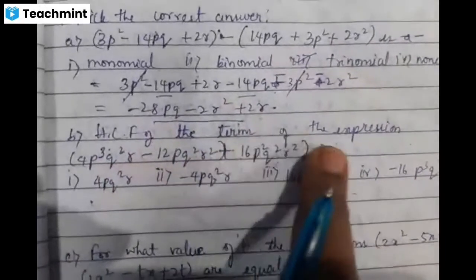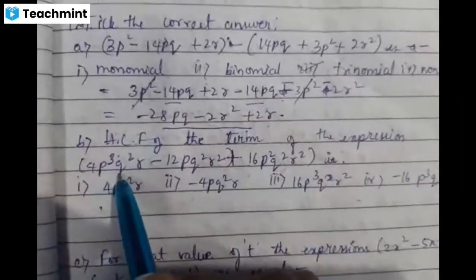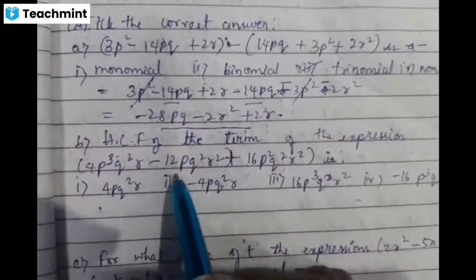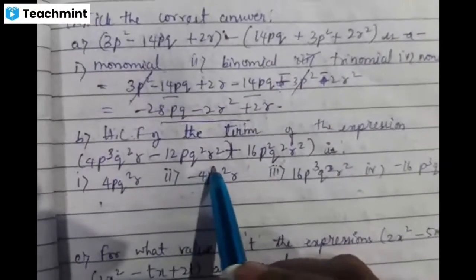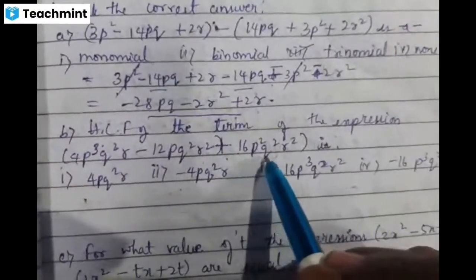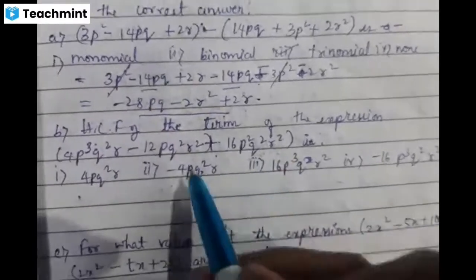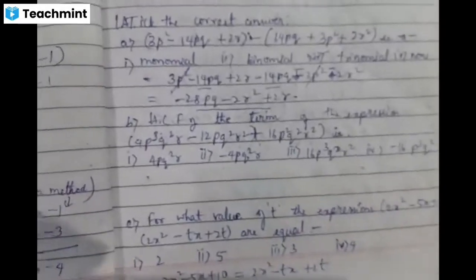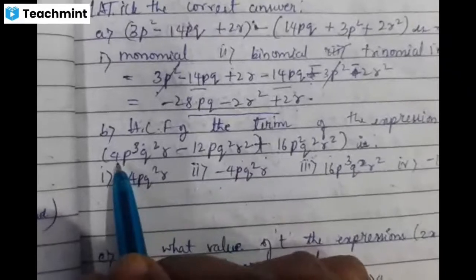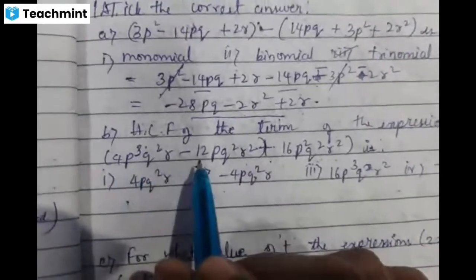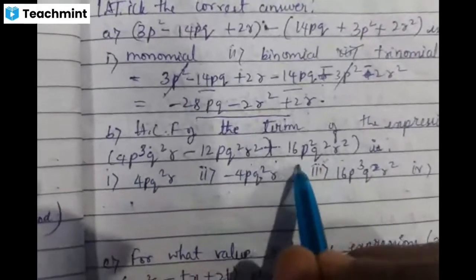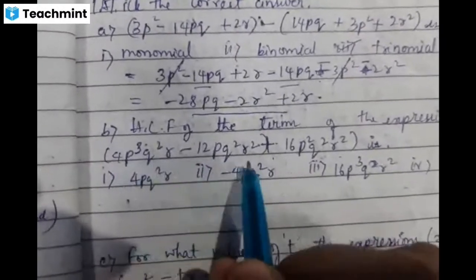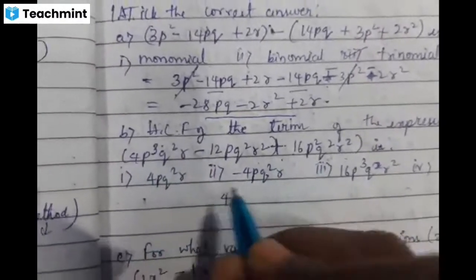HCF of the terms of the expression. Here you are given the algebraic expression, that is 4p cube q square r minus 12pq square r square plus 16p square q square r square. HCF means, you know, we have to find first the common factor. The common factor for all this. Here you can see, first let us go with the constant. 4, 12 and 16. So the common factor for all the 3 terms will be 4.